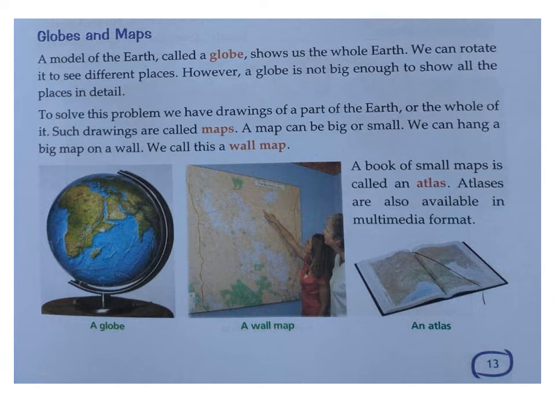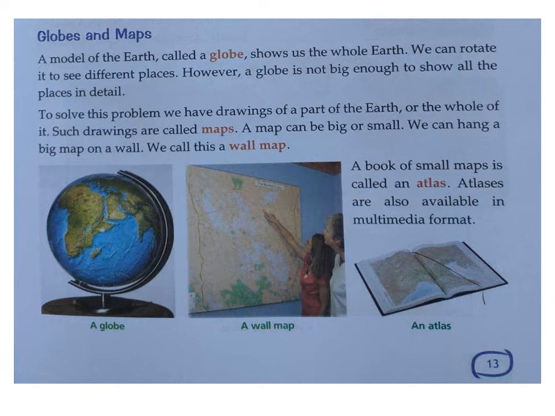So to solve this problem, when we want to see the details of any place, we need another thing that is called a map. To solve this problem, we draw a part of the earth, or the whole of it, and such drawings are called maps. A map is a drawing of the whole earth, or the whole world, or a part of the world. We can see this map in the picture on this slide. Here it is showing a wall map.